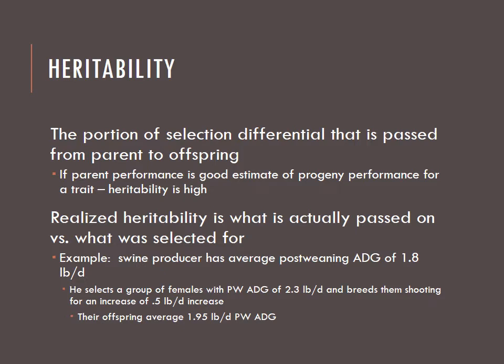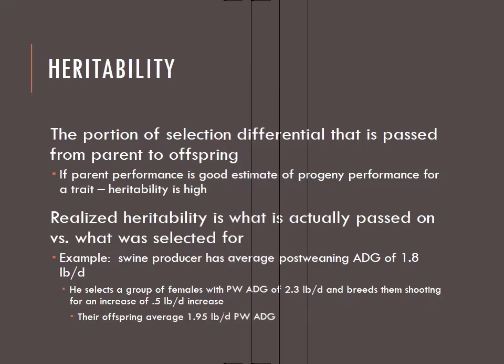So for example, here's a swine producer that has an average post-weaning average daily gain of 1.8 pounds per day. He picks a group of females with a post-weaning ADG of 2.3 to breed from, and breeds them shooting for an increase of half a pound per day. Their offspring might only average 1.95. It might take a little while for them to get up to 2.3. You're not going to gain that much with one generation. It takes several generations.